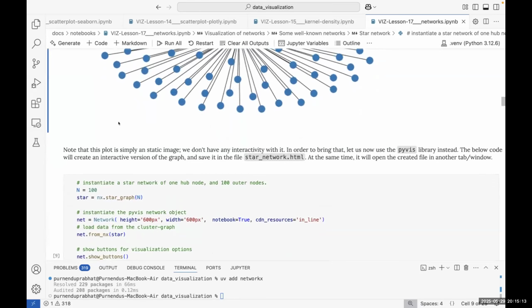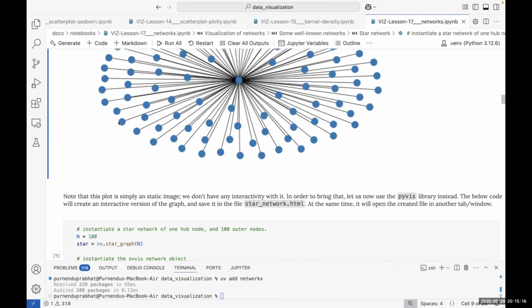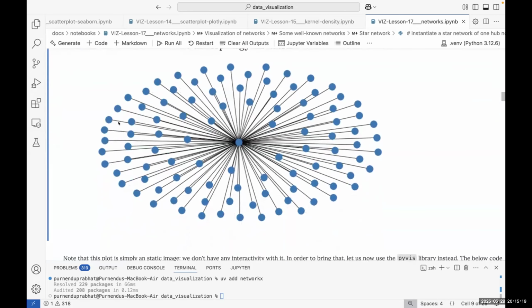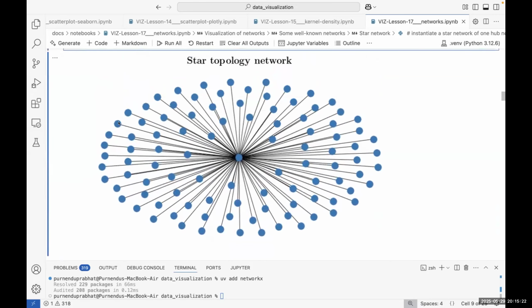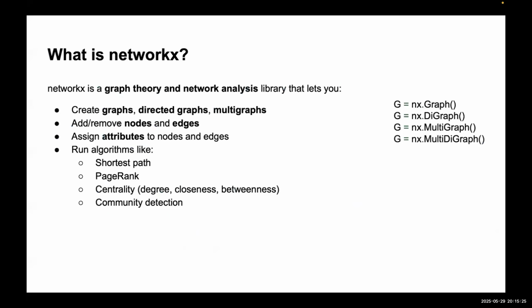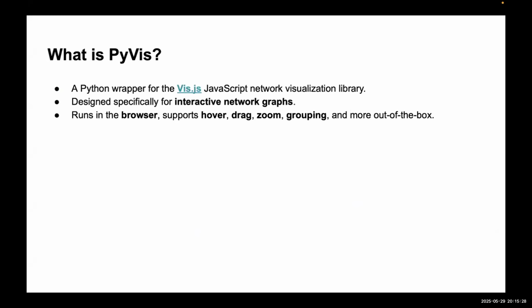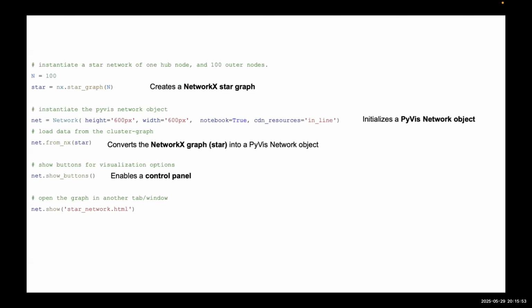Now getting into this pyvis thing, pyvis helps us visualize it very well. It is very modern, and it makes it very aesthetic. Pyvis is also a Python wrapper on top of vis.js, which is a JavaScript network visualization library. This makes it very interactive. It runs in the browser, and then supports a lot of functionalities. It also gives you a very nice control panel, right?